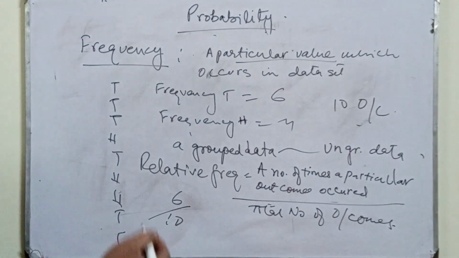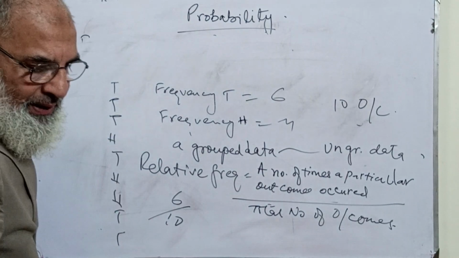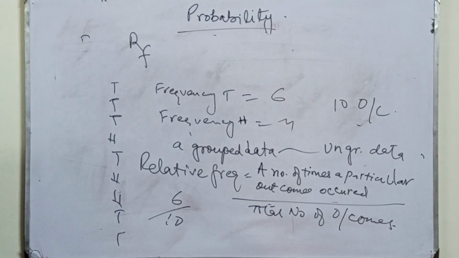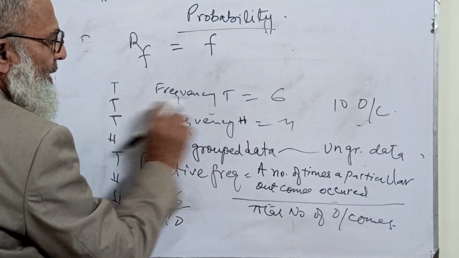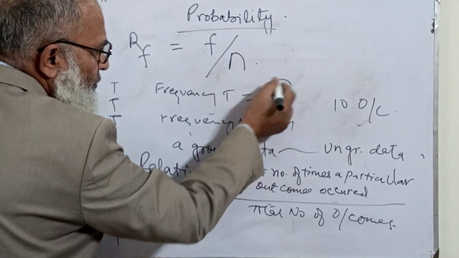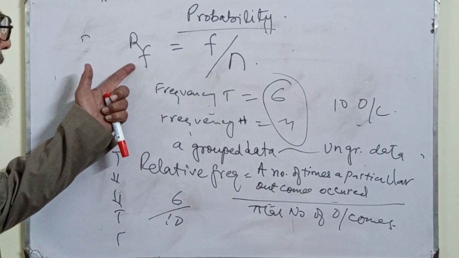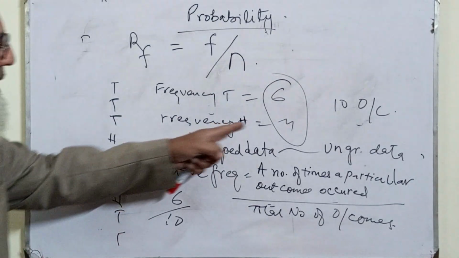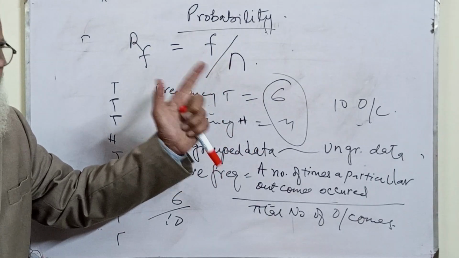Or it can also be written, in short, as relative frequency RF is equal to F upon N, where N is the total number of outcomes, 10. It is the relative frequency, which is 6 for T and 10 total number. 6 upon 10 is the relative frequency.